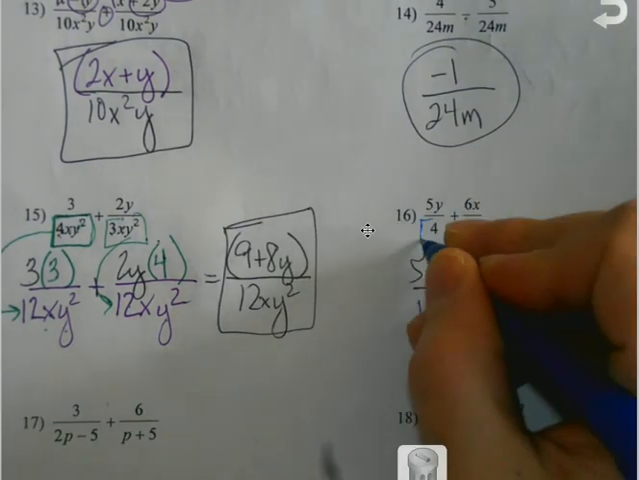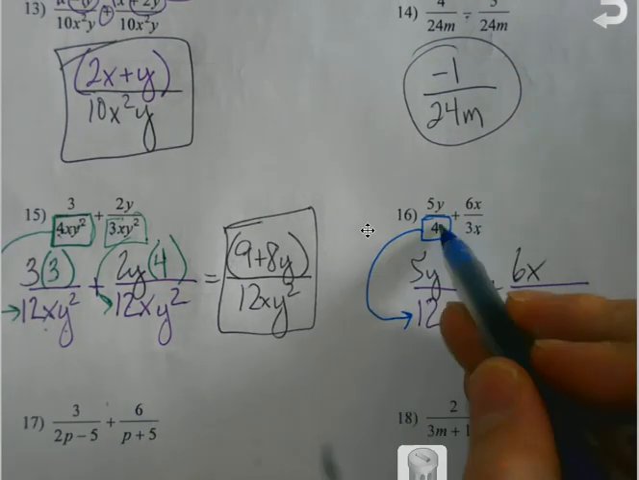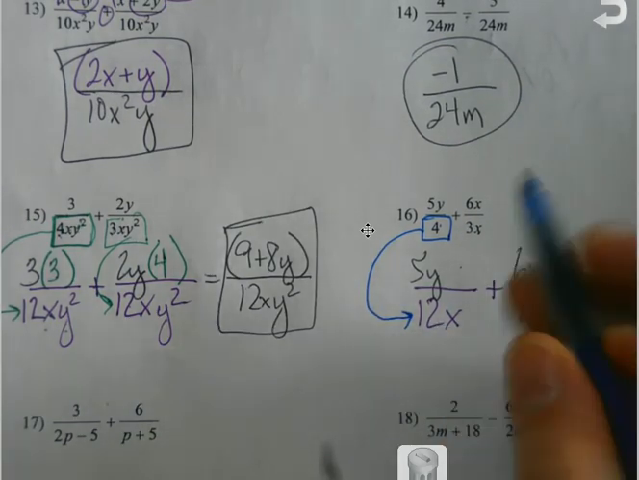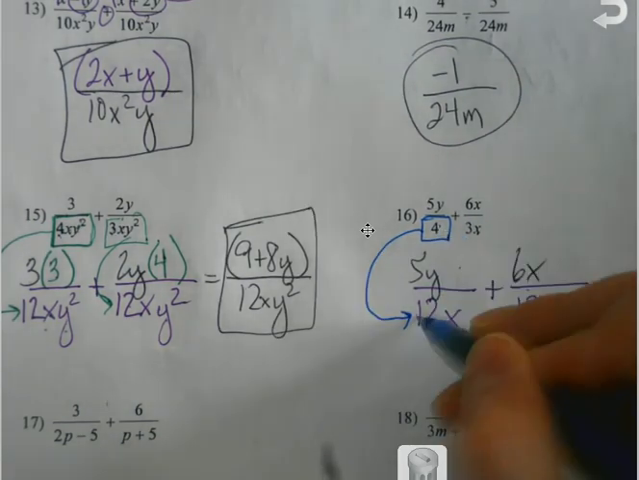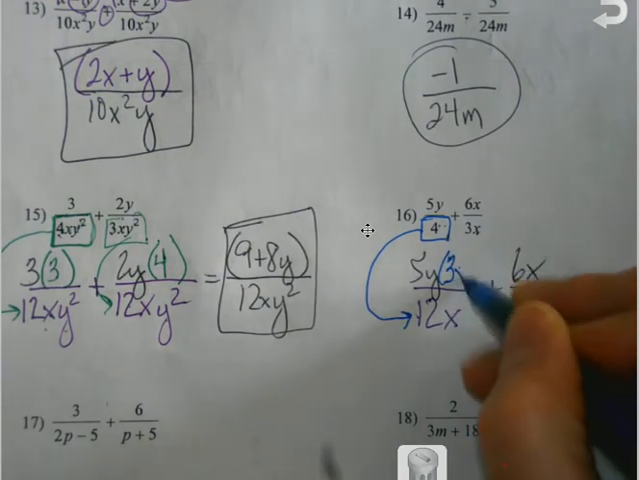Whatever's there gets to stay. And then again, old to new. This times whatever I times it by is going to be this. So I'm like, okay, 4 times what gets me to 12? 3. Ooh, but I need the x. I don't have the x here.